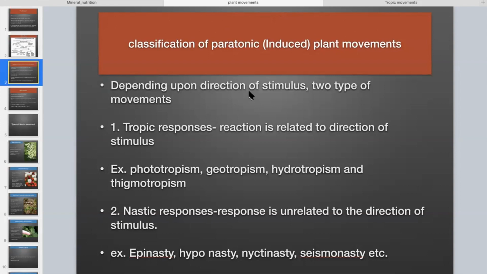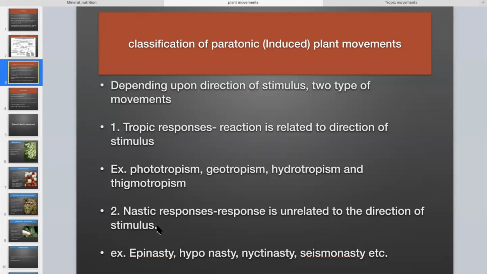Here, you can see this is the classification of paratonic movements. Tropic movements are the reactions related to the direction of stimulus, whereas nastic movements are unrelated to the direction of stimulus. Of course, here also there is a response, here also there is a response. But the difference is that tropic responses are related to the direction of stimulus, and nastic ones are unrelated to it.